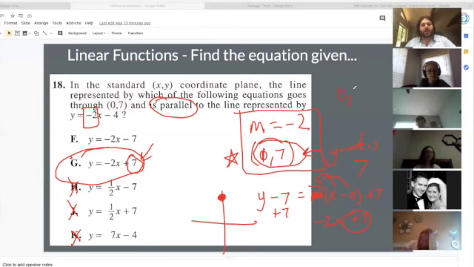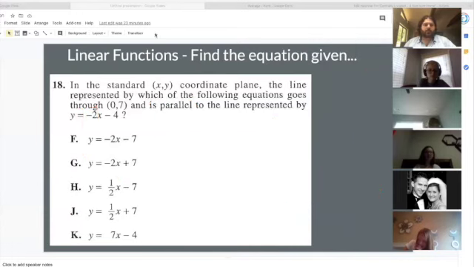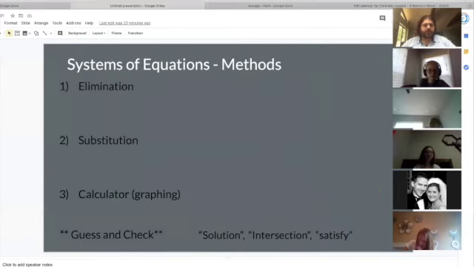But this is a good reminder that sometimes they give you that y-intercept very sneakily. If they said 0, negative 2 was on the line, you would say, well, that's my y-intercept because the x is 0. So I'm on the y-axis. Okay, very nice. All right, on to the next topic, systems of equations.